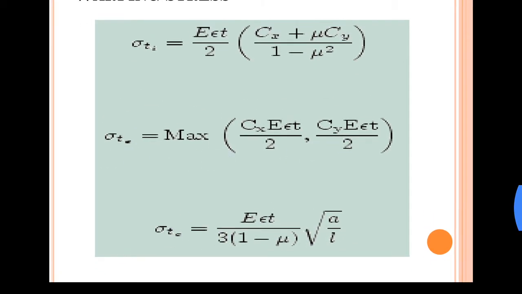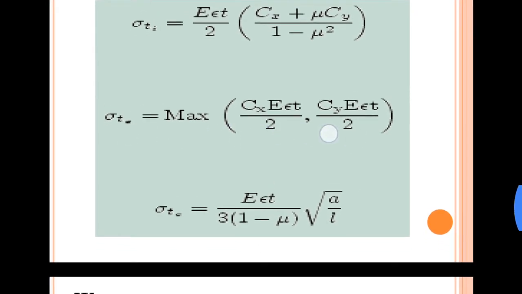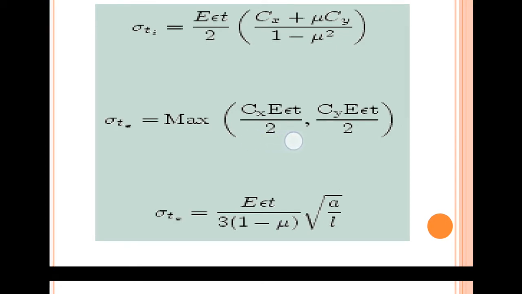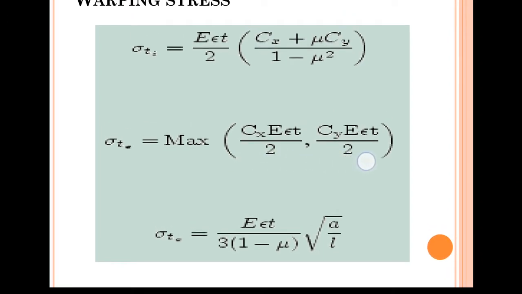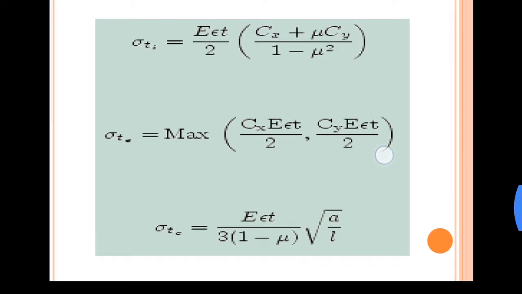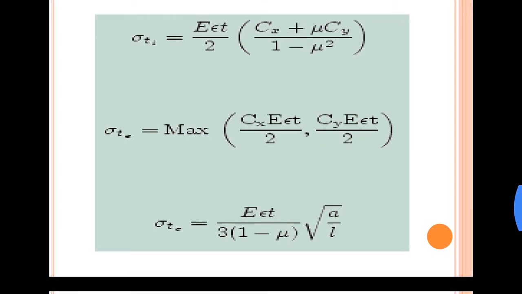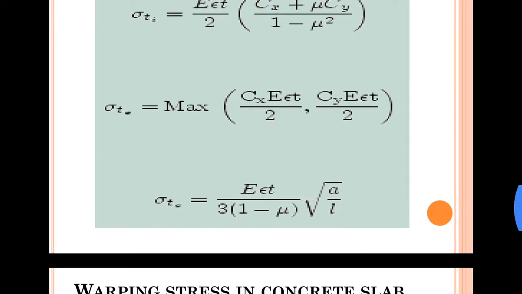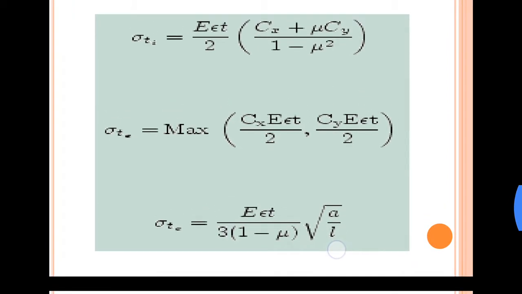The second one is sigma Te, in which we consider the maximum value among these two. The first one is Cx into capital E into epsilon into T divided by 2, or Cy into capital E epsilon into T divided by 2. The maximum among these two values we would consider as the edge stress. Then for corner stress, capital E epsilon T divided by 3 into (1 minus mu) into root of A divided by L.